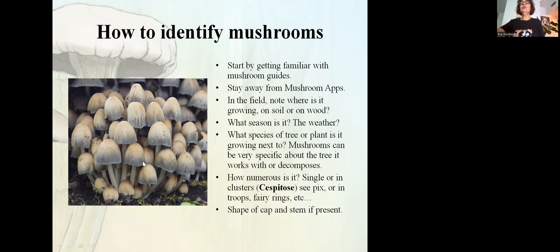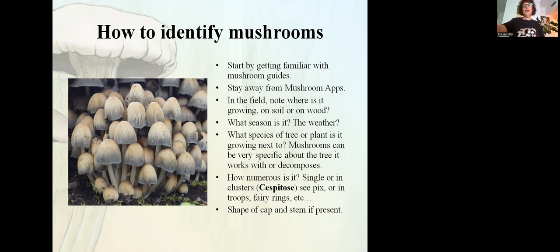So when you're out in the field, note the soil, the wood. What season is it? Like morels, they come out in April, May, and the temperature has to be like 50 degrees for like 100 days, I think. So all weather and seasons very critical. The species of tree or plant it's growing next to is really critical. Mushrooms can be very specific about the tree it works with, such as mycorrhizal ones, or the one it decomposes.